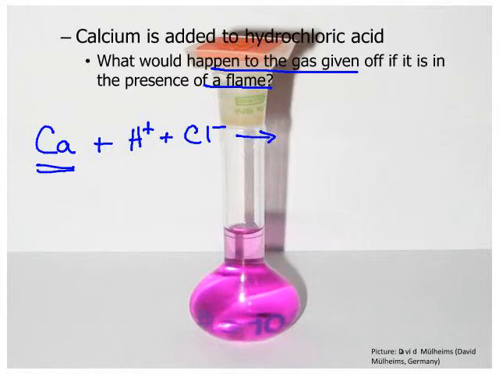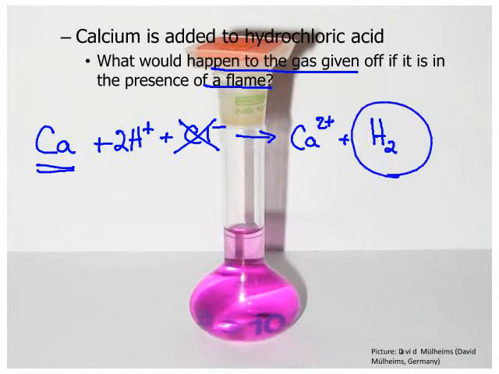The calcium is going to go up in charge to calcium 2+. And the hydrogen is going to go down to hydrogen gas. The chloride actually doesn't play a part at all. And you just need to put a 2 here. Now, when you produce hydrogen gas, what happens when you put hydrogen gas in the presence of a flame? Well, the answer is, of course, it will explode, catch on fire, make a popping noise, something along those lines.